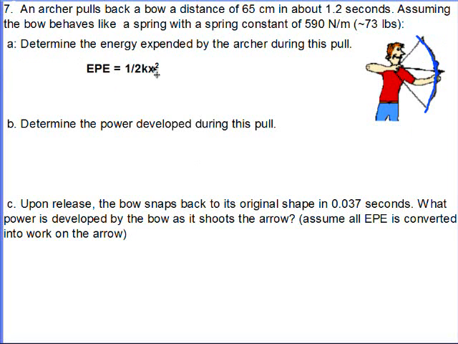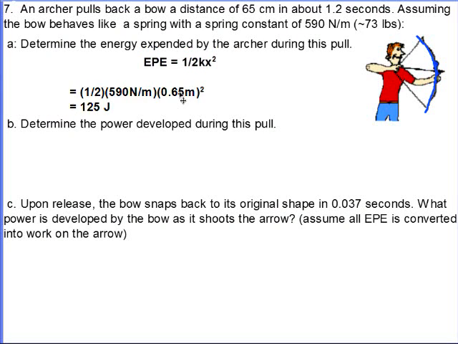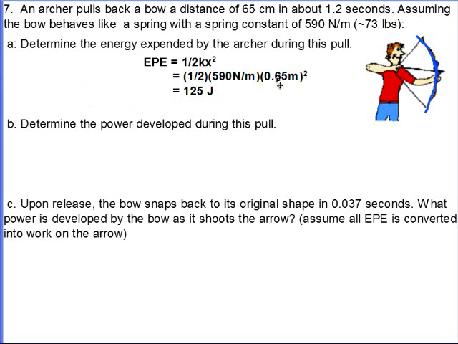So if I want to determine how much energy I expend or how much work I do, I'm just going to use EPE as 1/2 kx squared, and substitute in these values here. That's about 125 joules. Now if I want to determine the power that I developed during this pull, I'm going to use power as work over time. I do 125 joules of work in 1.2 seconds, and I see that that's 104 watts that I develop when I pull that back.